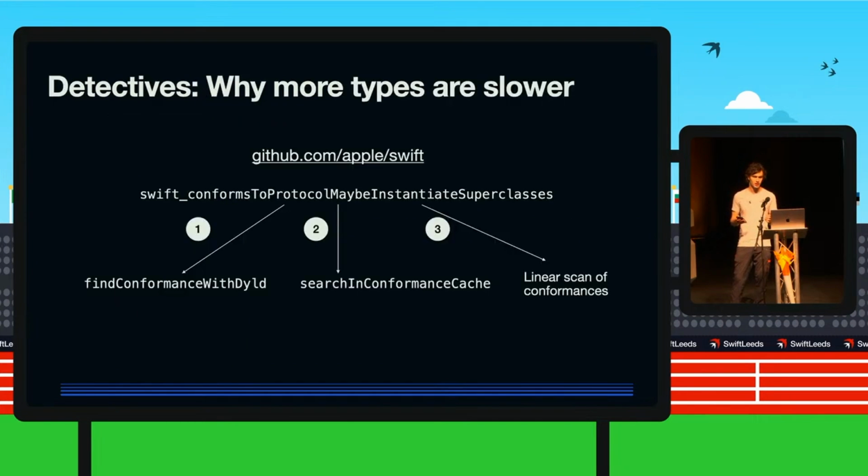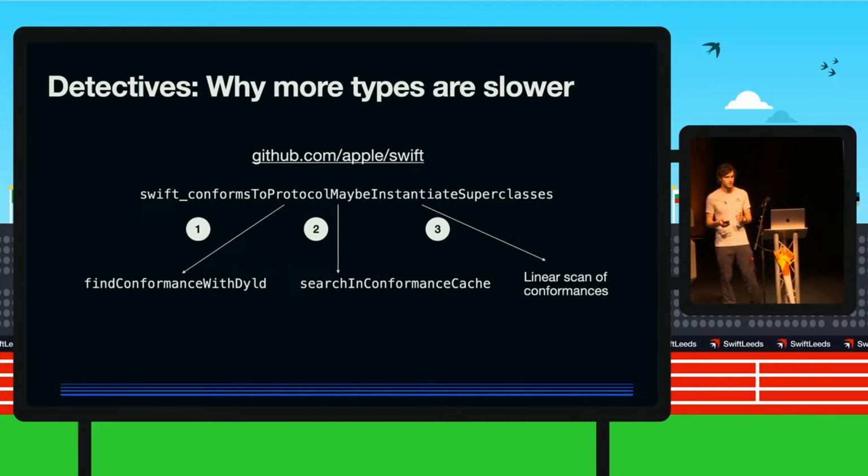But getting back to the main idea of why this is slow. If you look at that PR that I talked about earlier that implemented the faster cache, you see that it all is happening in this function, Swift conforms to protocol maybe instantiates superclasses. And there are three high-level paths through that function. The first path calls find conformance with DYLD. We'll return to that one in a few minutes.